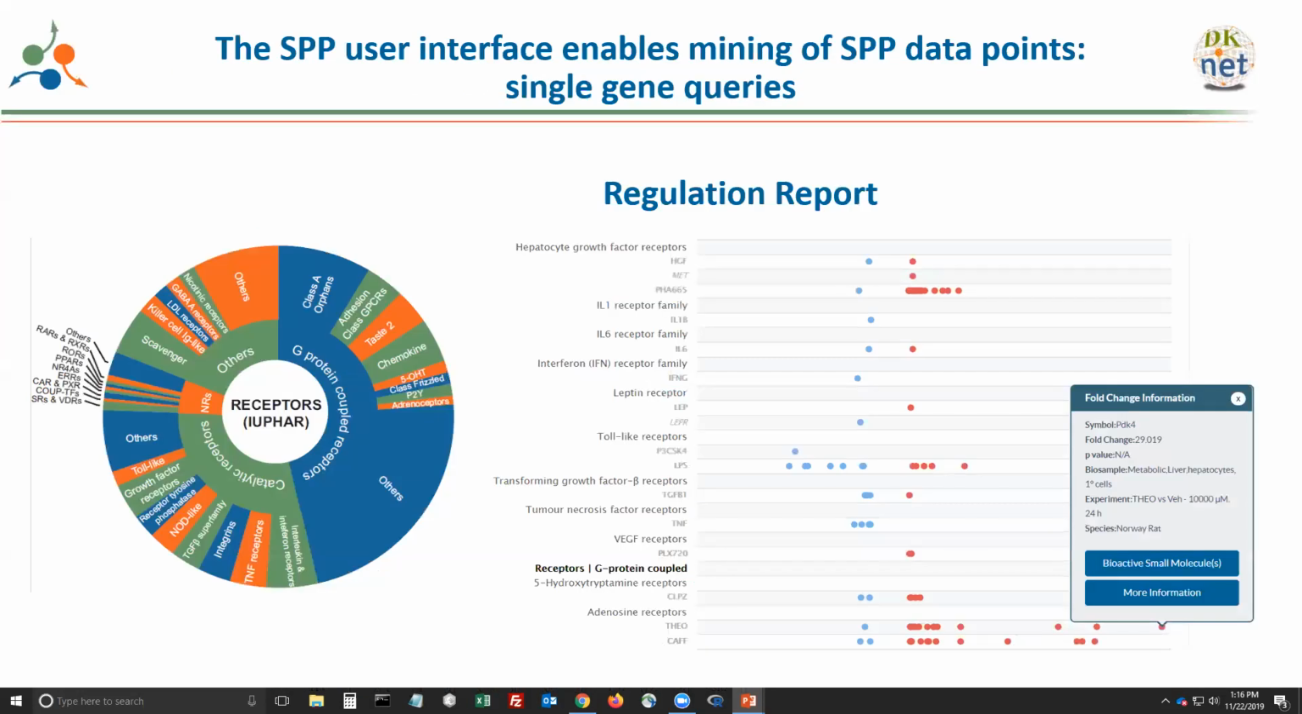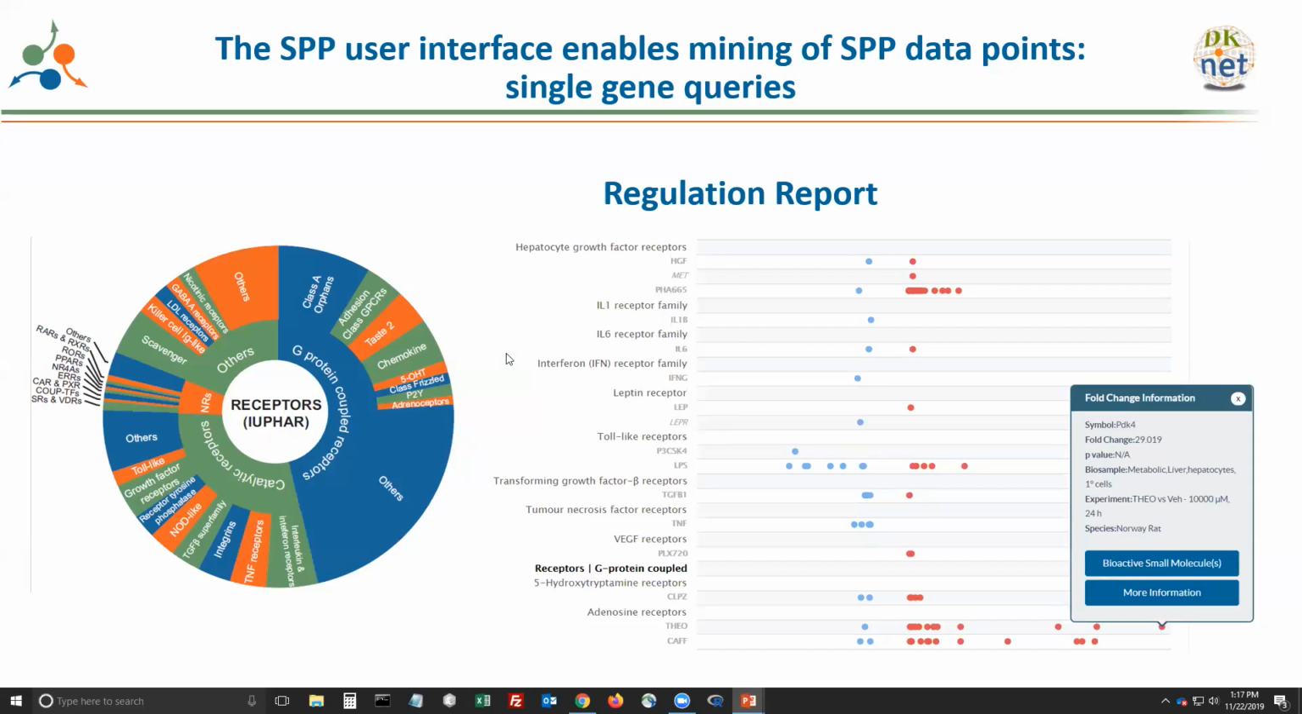As I go through these examples, I want you to focus on the relationship between how we define the hierarchy of nodes in SPP and how data points are organized in the user interface itself. So for all three nodes, and here we're using receptors as an example, there are three levels: the category, the class, and the family. And that hierarchy is reflected in what we refer to here as the regulation report.